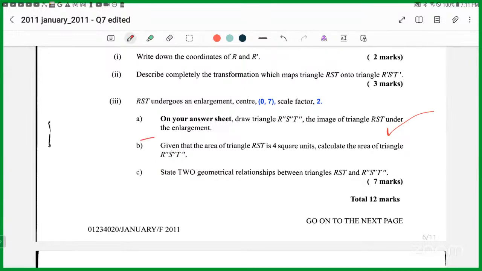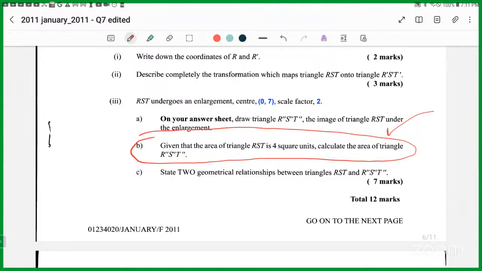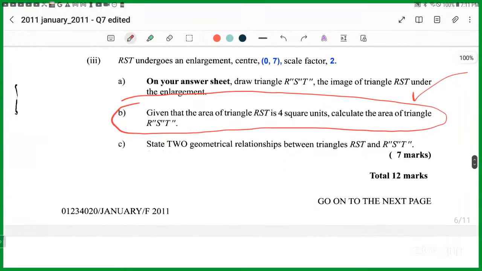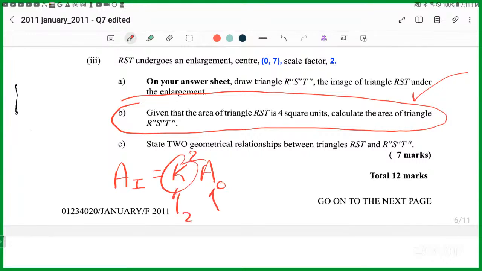But we have to remember the relationship of area. It tells us that the area of the object is 4. This is where you have to remember: the area of the image of an enlargement is k squared times the area of the object. The k is 2, you know the k is 2, and the area of the object is 4.